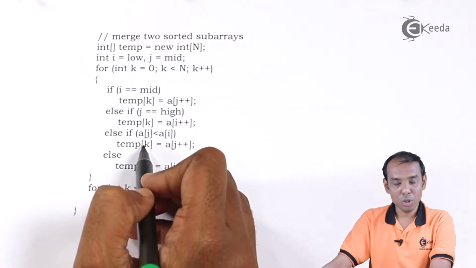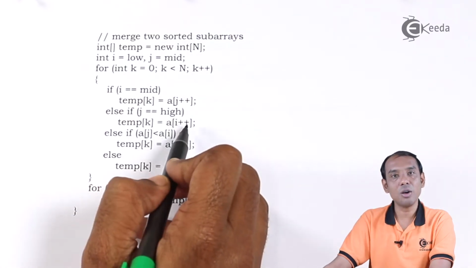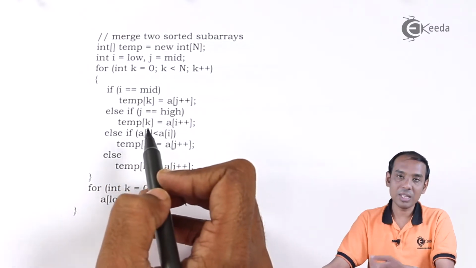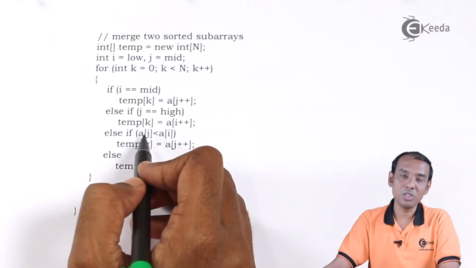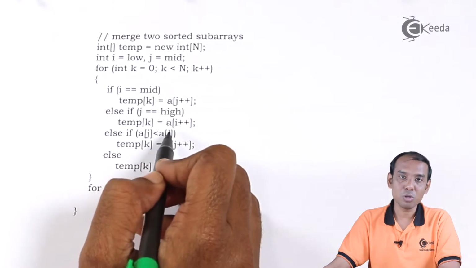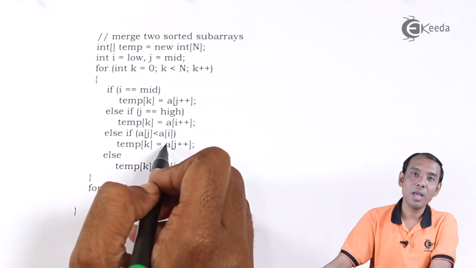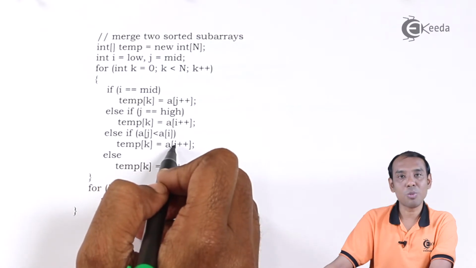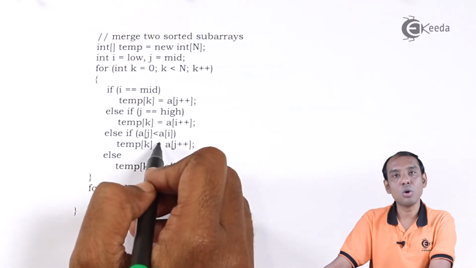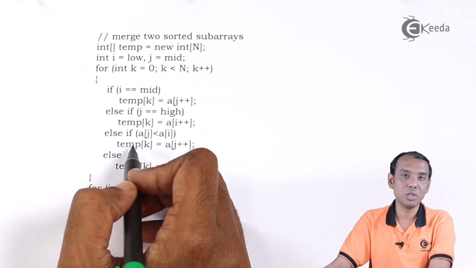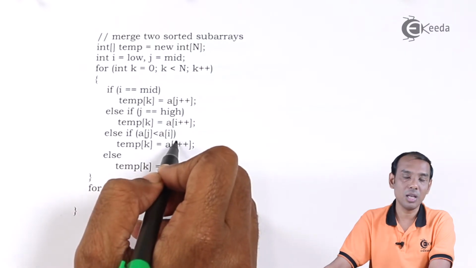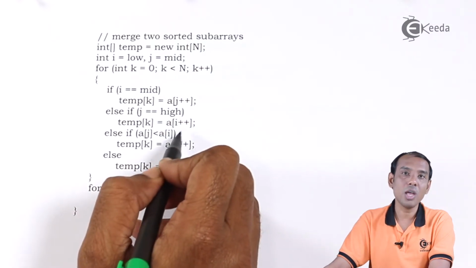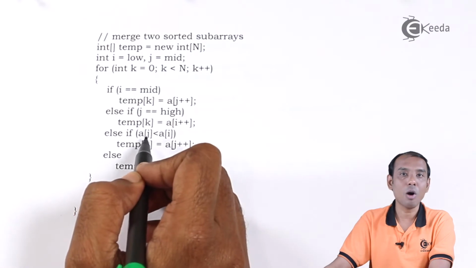If not, we are going to check if a of j is less than a of j plus 1, or in other words, if a of j is less than a of i. If so, we are going to transfer the value of a of j plus plus to temp k. Like this we check the values of transformation, that is temp k equal to a j plus plus. So a j plus plus value is transferred to temp of k.